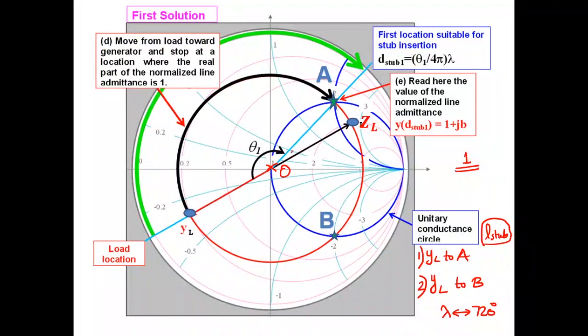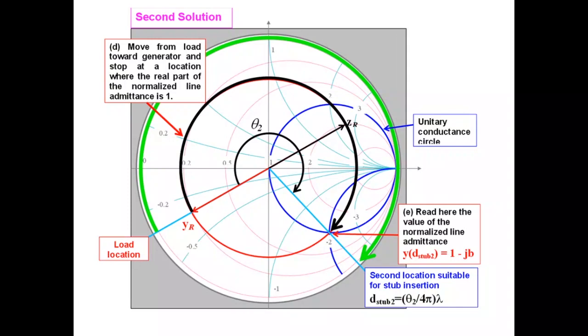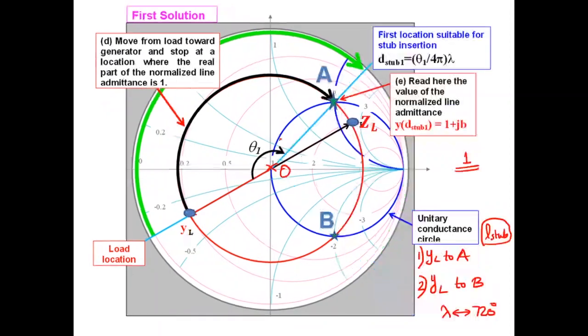You calculate like this: OYL to OA, you will get theta 1. Next, this is center O, OYL to which angle? To OB. This is point A. This is point B. So this angle is given by theta 2. So one corresponding to A is theta 1. Hope you understood. This is the angle.